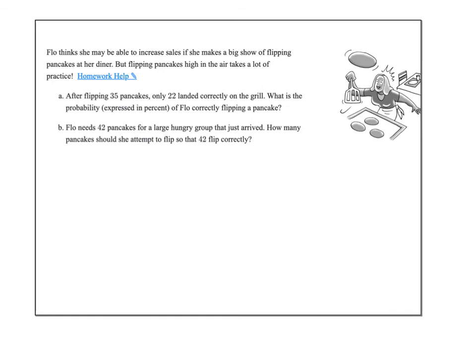All right, so let's look at this. Flo thinks she might be able to increase sales if she makes a big show of flipping pancakes at her diner, but flipping pancakes high in the air takes a lot of practice. After flipping 35 pancakes, only 22 landed on the grill. What is the probability of Flo correctly flipping a pancake? And it asks for it as a percent. So I'm going to go ahead and take 22 and divide that by 35 and tell you what that is as a percent.